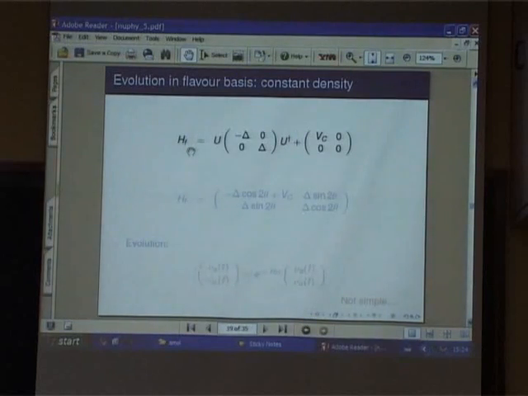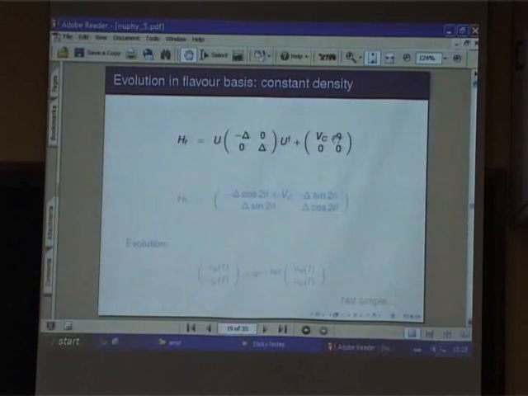So the Hamiltonian in the flavor basis. Earlier we saw that it was equal to this, no? U, this minus delta, U dagger. That was the Hamiltonian. Now what has happened? In addition to this, we have a potential, which is Vc, 0, 0, 0. So both have been written in the flavor basis. So in flavor basis, this is complicated, but this is simple. Now if I want to go to mass basis, earlier one would be simple, but this would be complicated. So I have to use a U dagger for this.